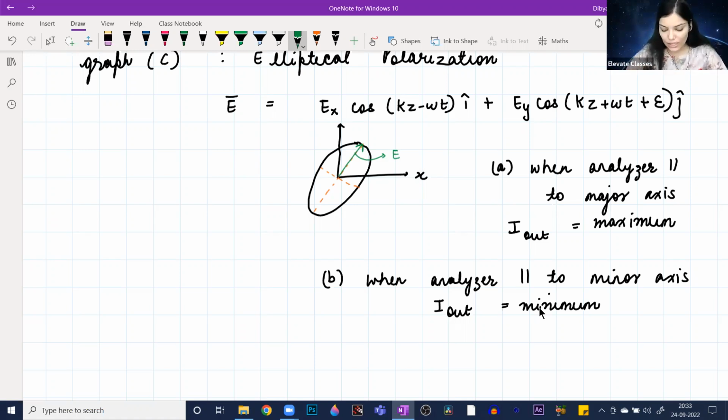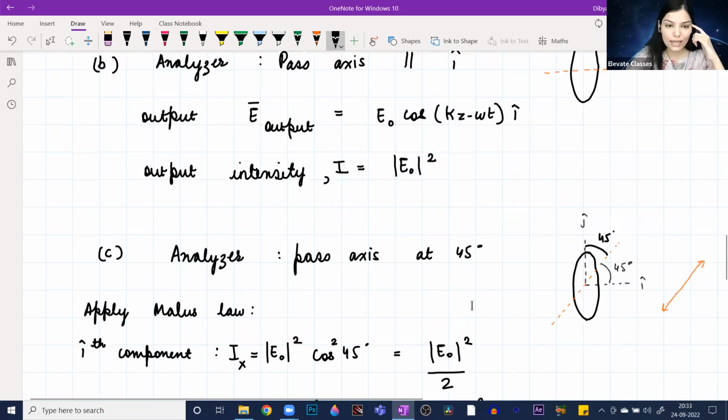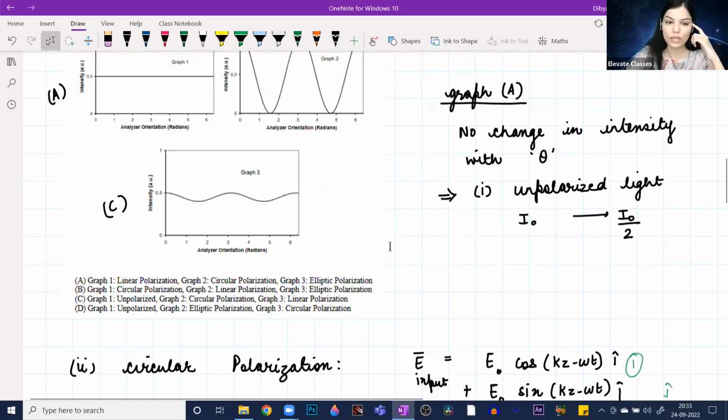पर जब electric field major axis के along pointed होता है तो उसका magnitude बड़ा होता है. Instead, अगर मैं ये electric field consider करूं, so the magnitude of this E vector is smaller than the magnitude of the vector which is pointing along the major axis. So therefore, I will get a small minima and maxima. Okay. So this graph number C actually corresponds to an elliptical polarization.